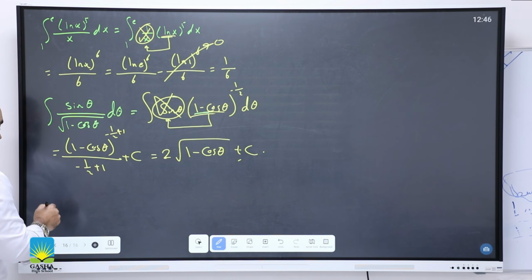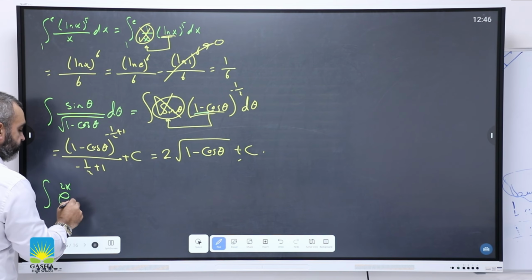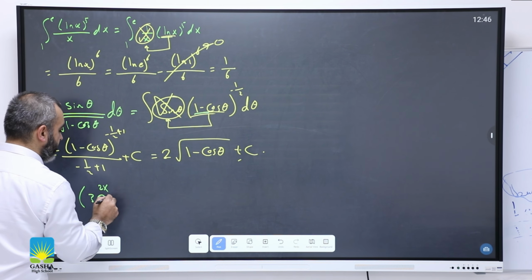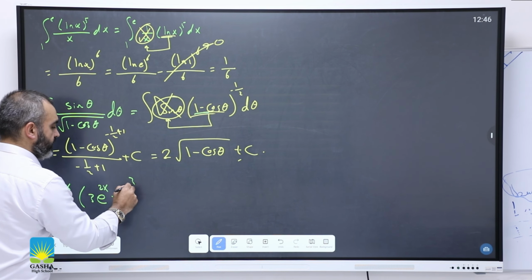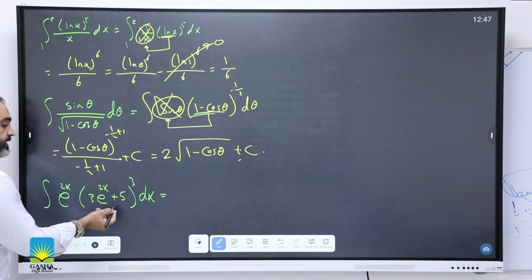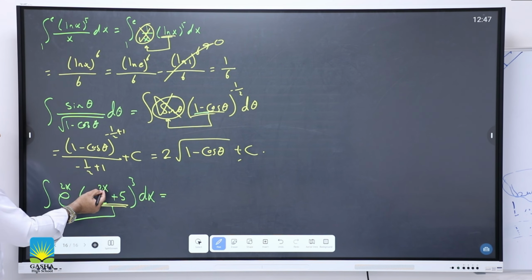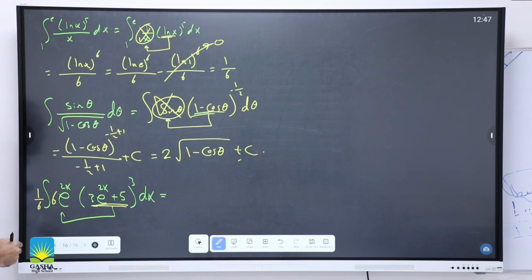Another example, the integral of e to the power 2x times (3e to the power 2x plus 5) to the power 3 dx equals what? What is the derivative of this? The derivative of this is 6e to the power 2x. So we add 6 here and 1 over 6 here.